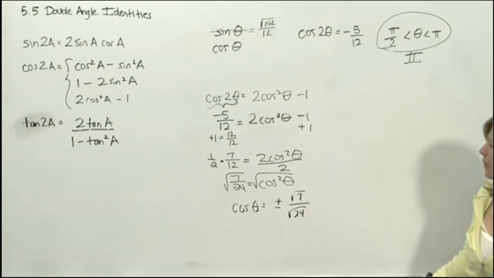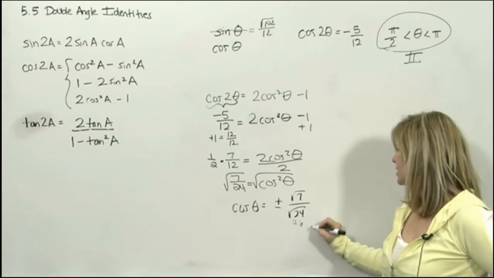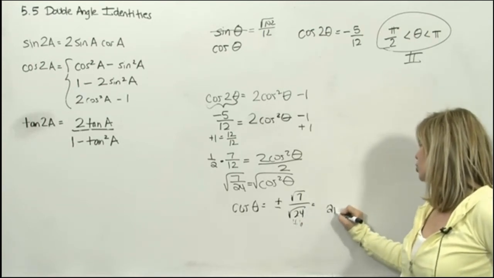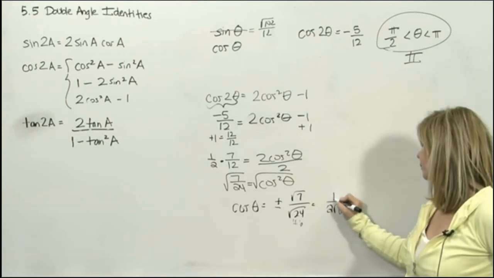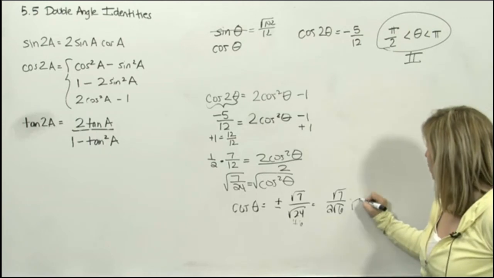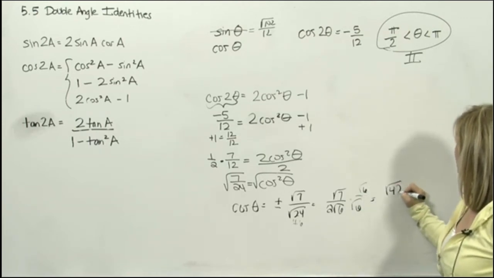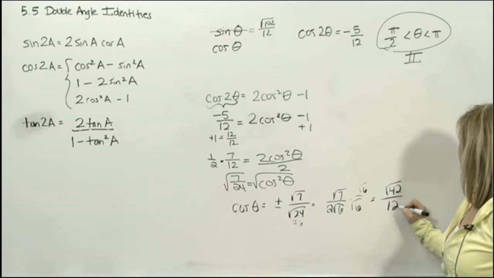Can't leave that because 24 has a perfect square in it. 24 is 4 times 6. So we really know the denominator is 2 square roots of 6. Can't leave that denominator because you've got to rationalize. So we multiply by square root of 6. We multiply by square root of 6. And that's where we get square root of 42 over 12.